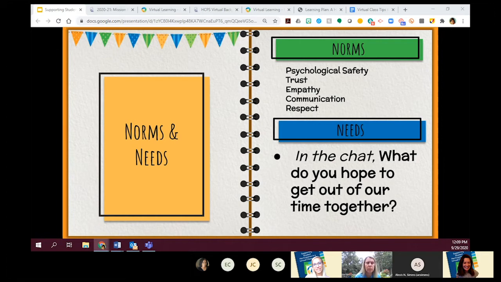As Emily said, we would love to hear what you hope to get from our time together today. So we'd like you to take a moment when you can and type out what you wish to get from our session today. Hopefully we will address this, and if not, we have that and we can get that for you another time too. Awesome.